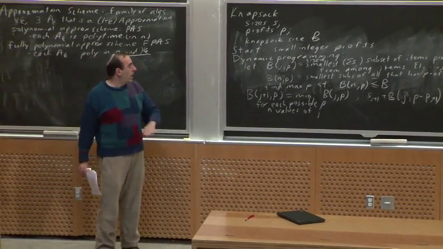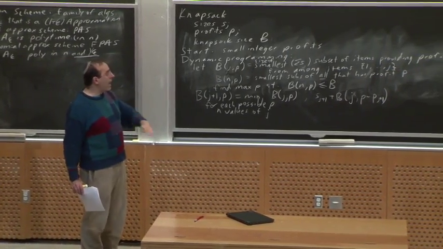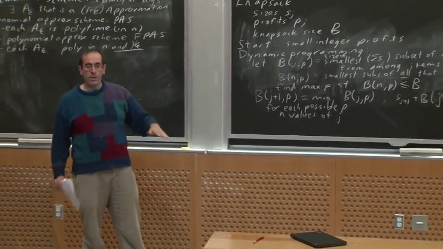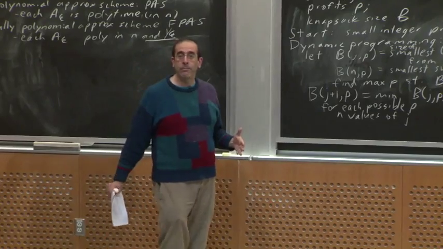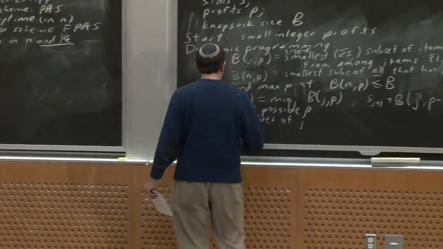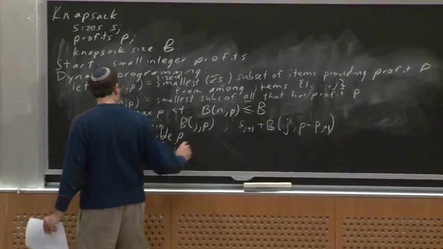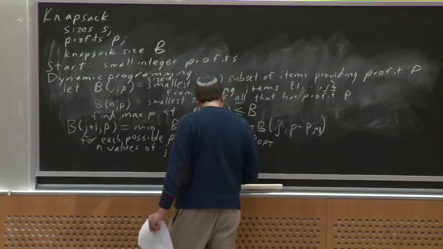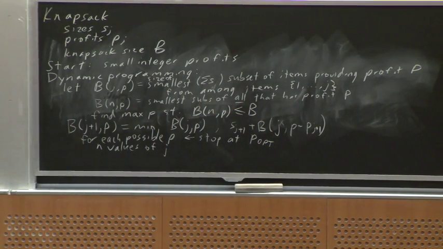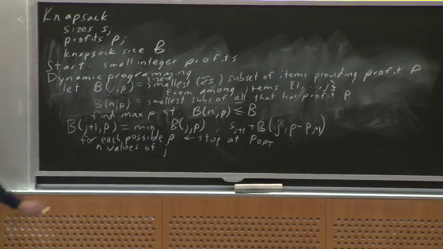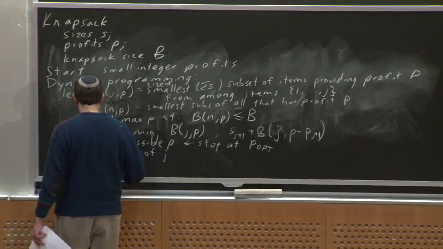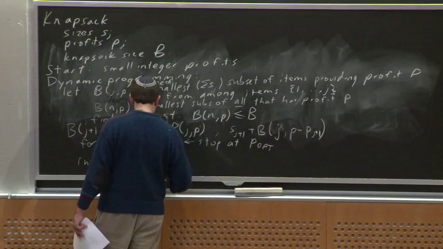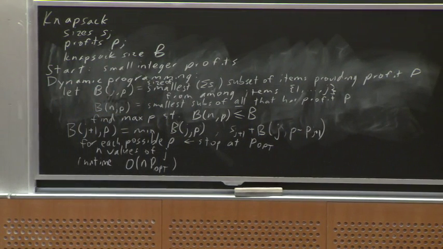And we can stop when we know we've gotten far enough to have the optimum profit, right? So we can stop at P opt. Okay. And so that means that the runtime of this dynamic program is order n times P opt to fill out the table.